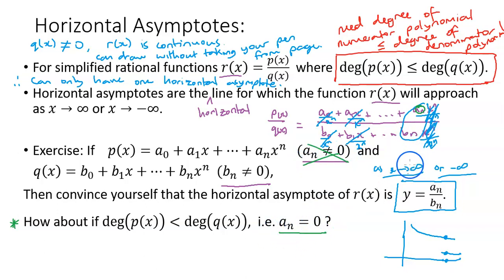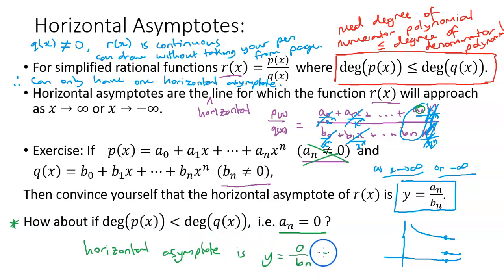If an equals 0, then the horizontal asymptote is y equals 0 divided by bn equals 0. So in that case, the x-axis is a horizontal asymptote if the degree of p of x is less than the degree of q of x in a simplified rational function. Or in an unsimplified one, actually, for that matter.